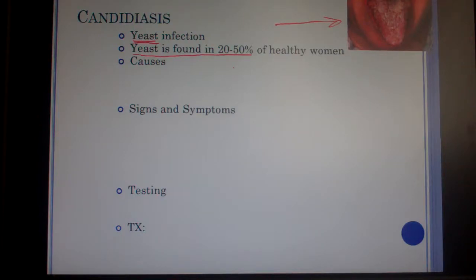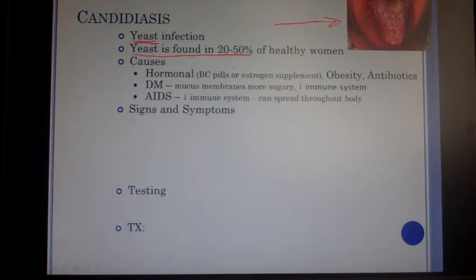Healthy women have yeast infections all the time in the uterus. Why? Well, there's a lot of reasons for that. Even something like antibiotics can cause a yeast infection in a female. Obesity, for kind of the same reason as diabetes, where your mucous membranes are more sugary and you have a decreased immune system. Obesity and diabetes fit right in there.